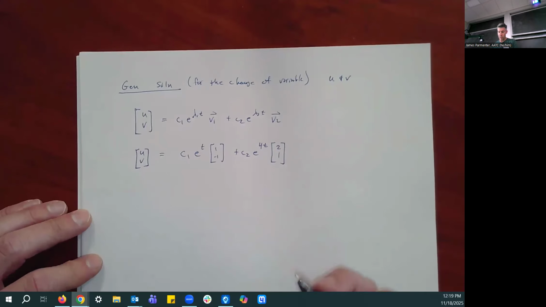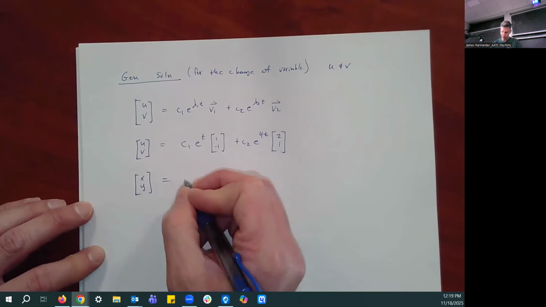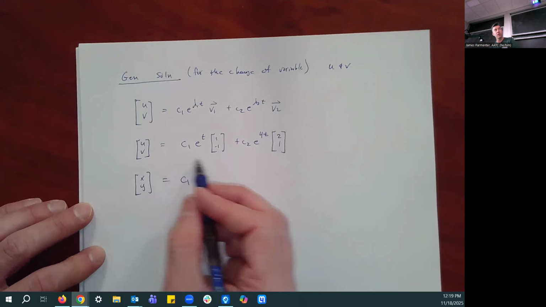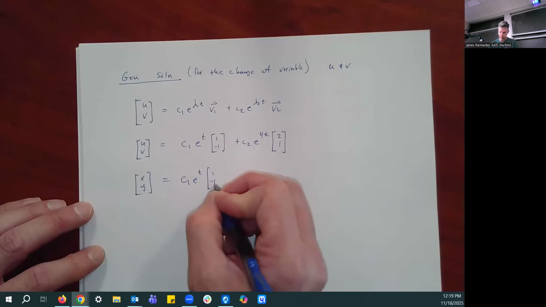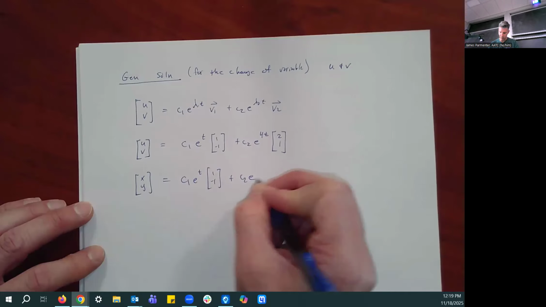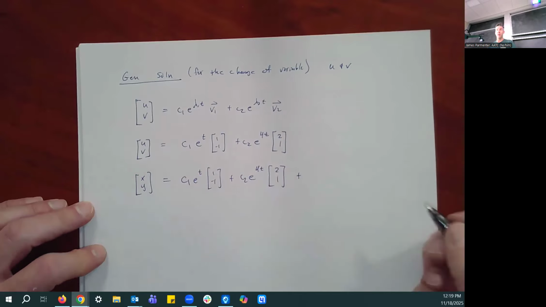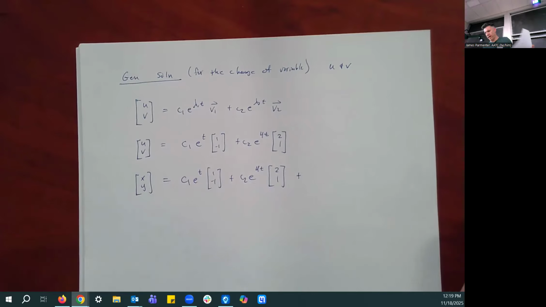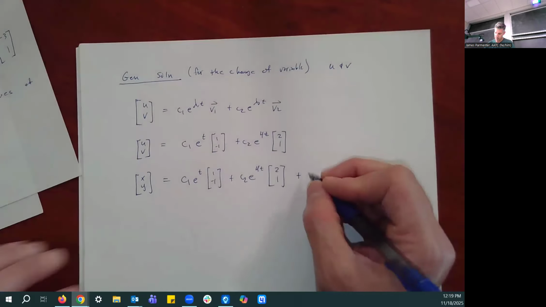And then our actual solution, our xy, is going to be the same thing. The solution to the homogeneous equation, c1 e to the t times 1 negative 1 plus c2 e to the 4t times 2, 1 plus the other equilibrium. I forget what it was, the 2 3/2 or whatever it was. Here. 2 negative 3/2, sorry.